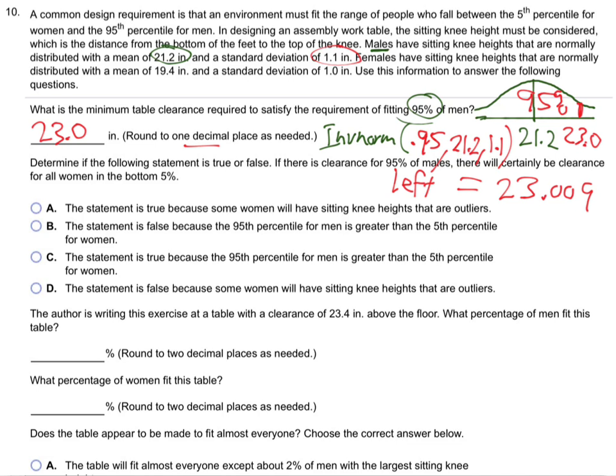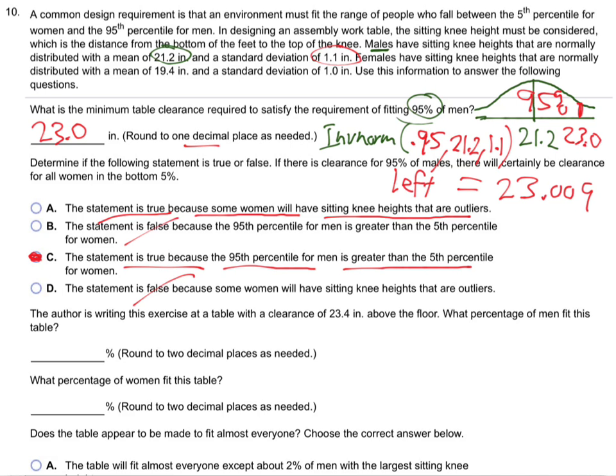Yeah. Clearly. Right? And so the statement is true. False, no. True, it must be C. True because 95% for men is greater than the 5% for women. Yeah. Right? The top 95% of men is going to be higher up than the bottom 5% for women, of course.